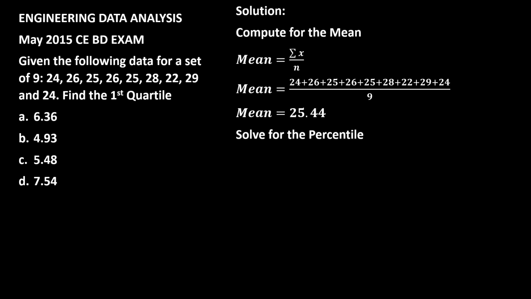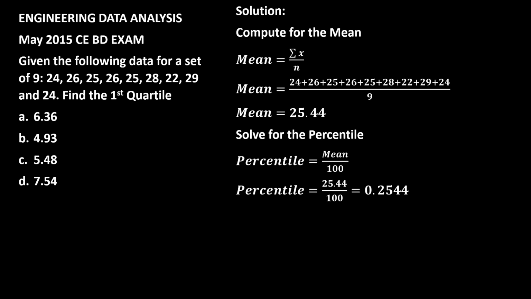And then afterward, after solving for the mean, we can then now calculate for the percentile. Let us now solve for the percentile. We are solving for the percentile because it is a requirement so that we can solve for the first quartile. Our percentile formula then is equal to mean over 100. Then let us do now the direct substitution, since we already have a value for our mean. In calculating for the percentile, we have 25.44 divided by 100, and then we have an answer of 0.2544.